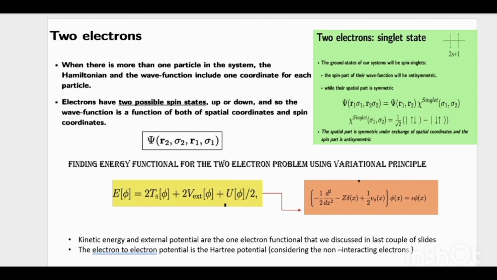For the electron to electron potential, it is difficult to consider individual electrons and consider how each individual electron interacts with the other electron. So Hartree represents the average effective potential that an electron experiences from the density of all other electrons, which makes the problem simpler. Here the exchange term is not included because we have only two electrons and they have the opposite spin. Exchange terms come into play when there are same spin states.